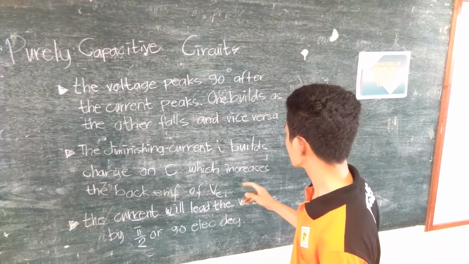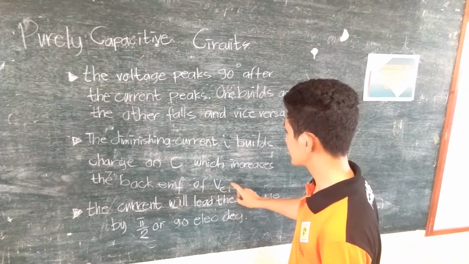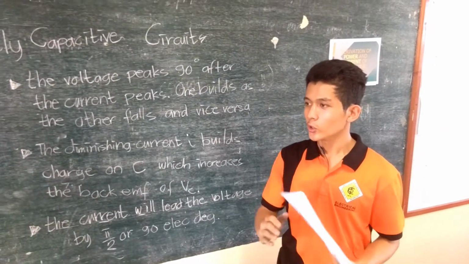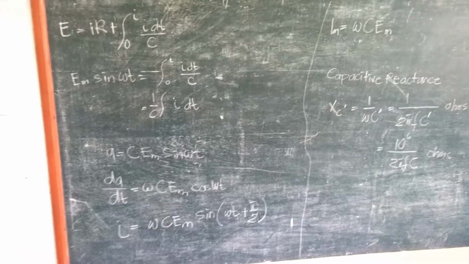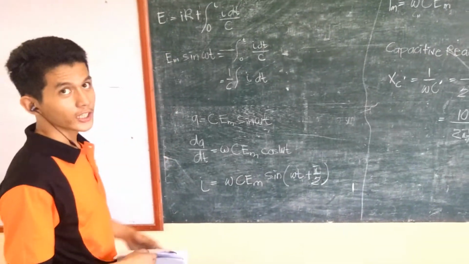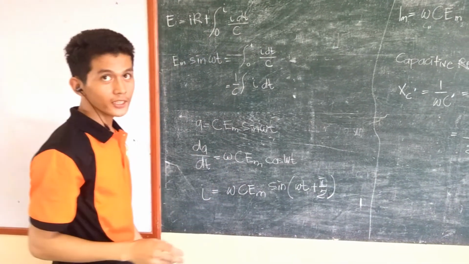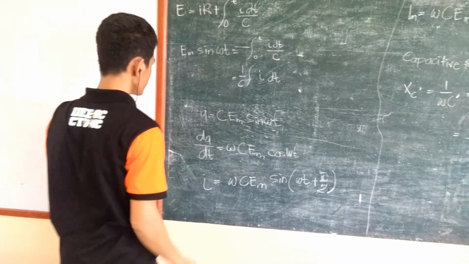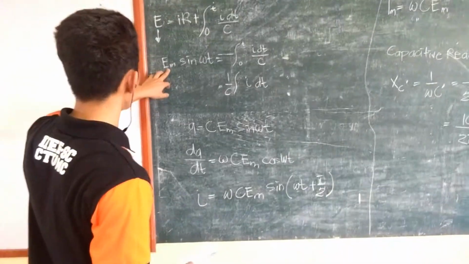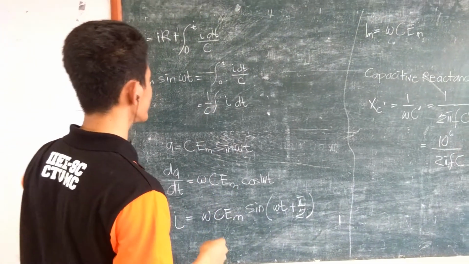Another is that the diminishing current I builds charge on the capacitor C, which increases the back EMF of VC. When the capacitor is fully charged, it will again distribute the charge from the capacitor back to the source. Previously, it was discussed in the RC circuit that the voltage is equal to the current times R plus the integral of I dt over C from limits 0 to t. Now, if we apply the AC source in here, E would be equal to the maximum value of voltage times sine omega t, which is equal to the integral of I dt over C from limit 0 to t.